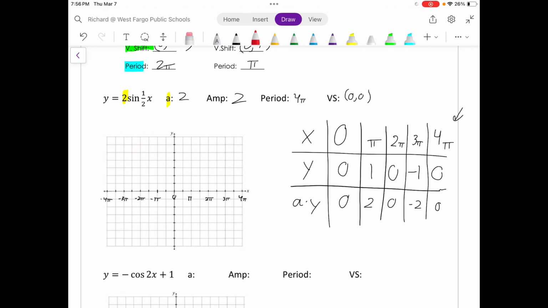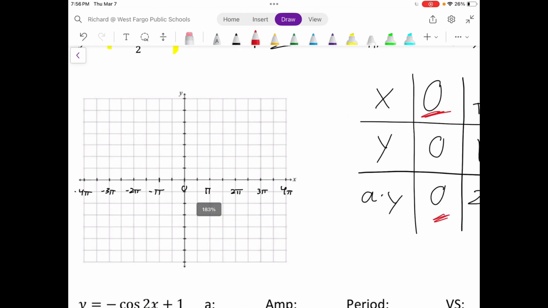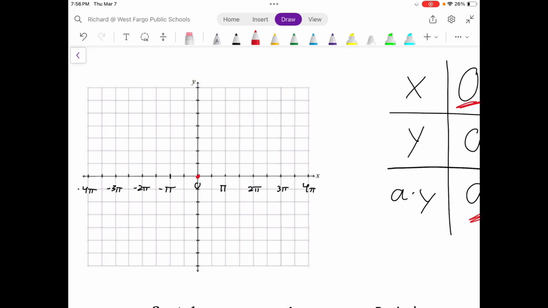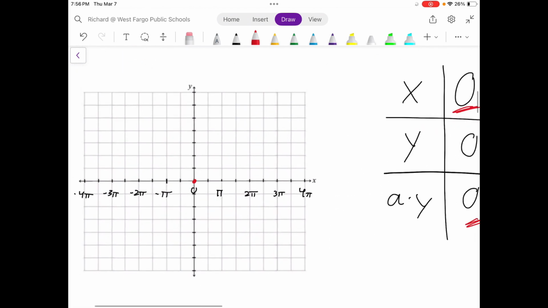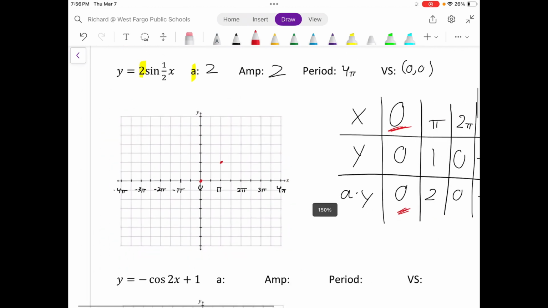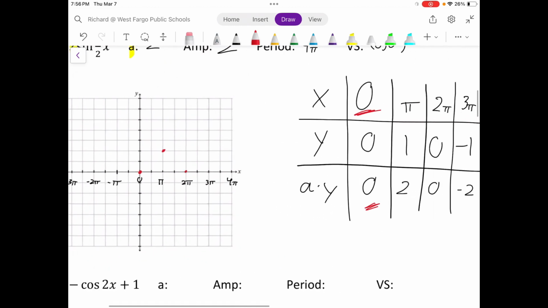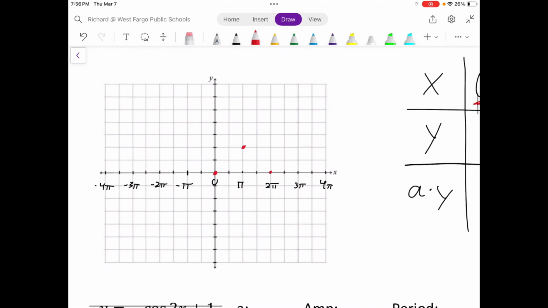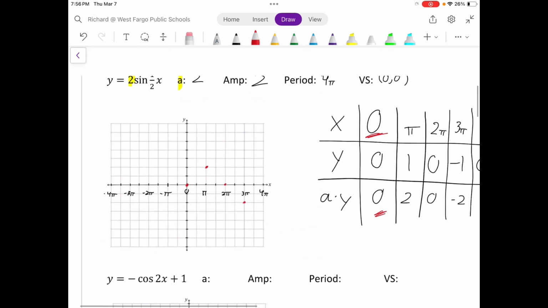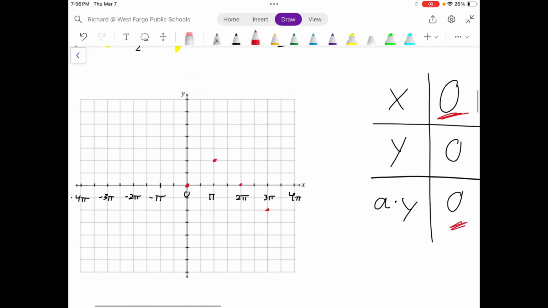Our first point we know is 0. At x equals 0 will be y of 0. So we know that this is our first point. At pi, we're at 2. At 2 pi, we're at 0. At 3 pi, we are at -2. And at 4 pi, we are back at 0.